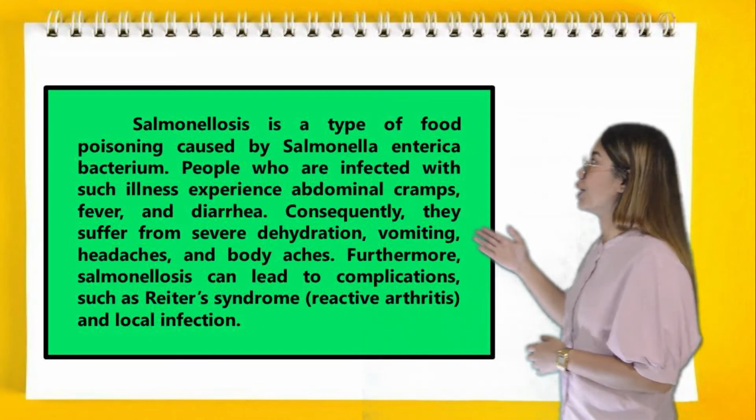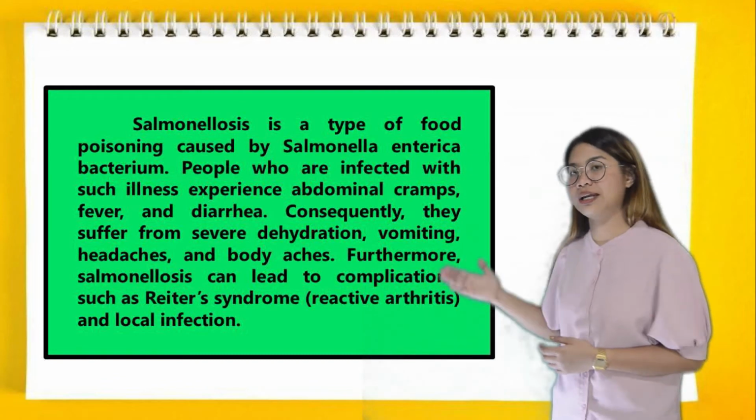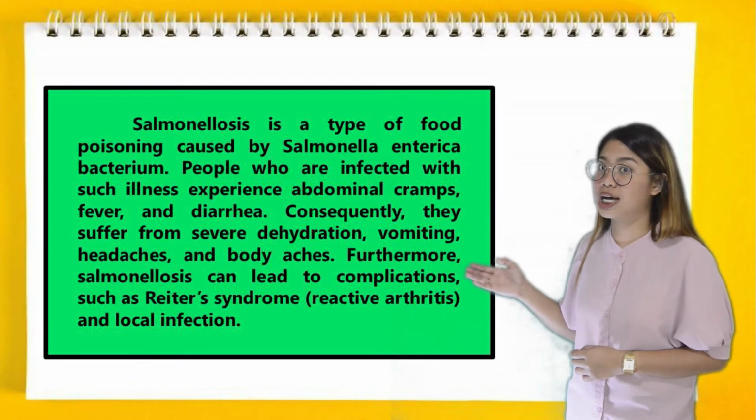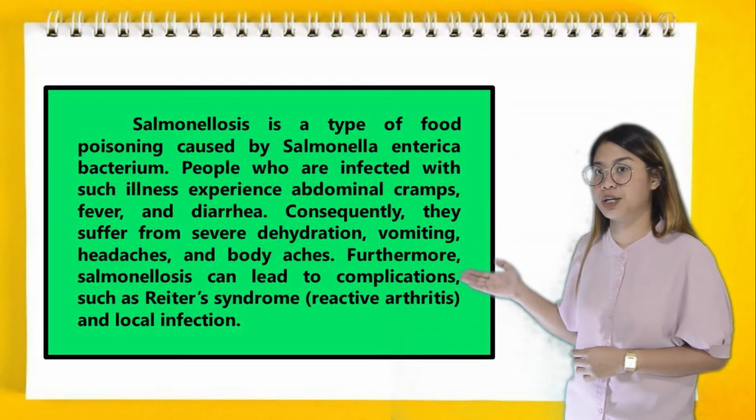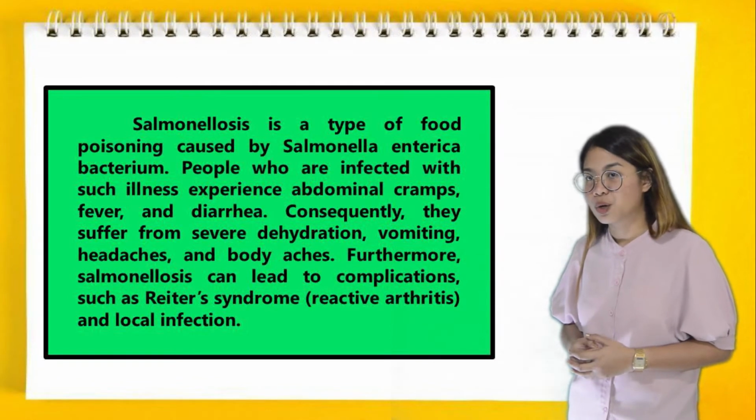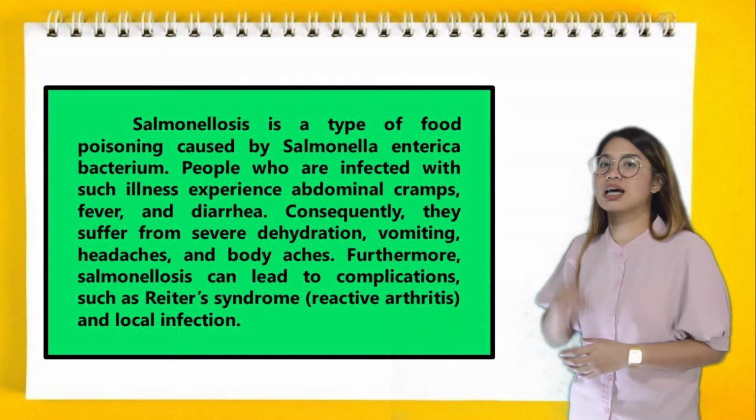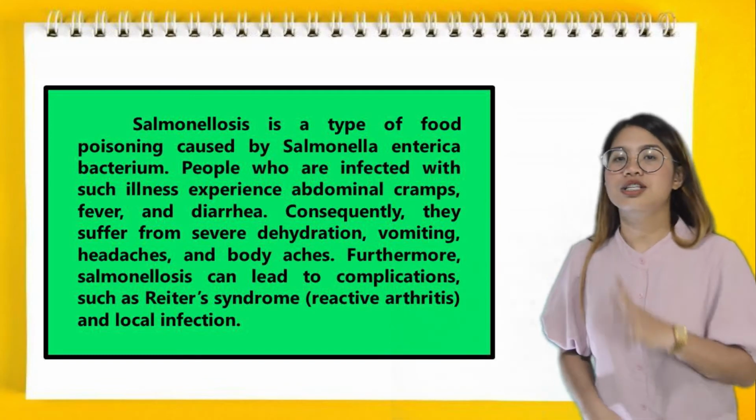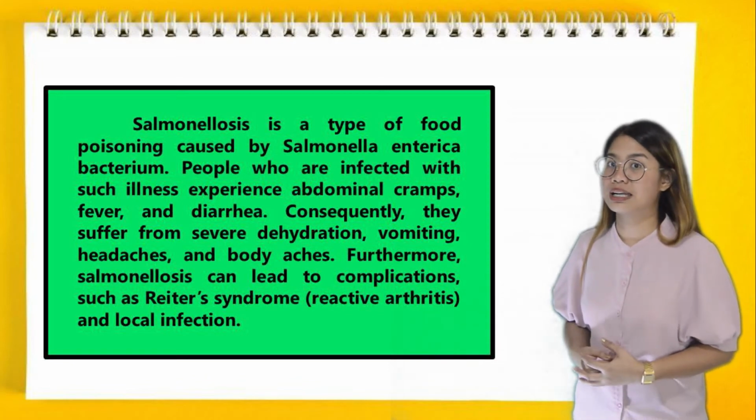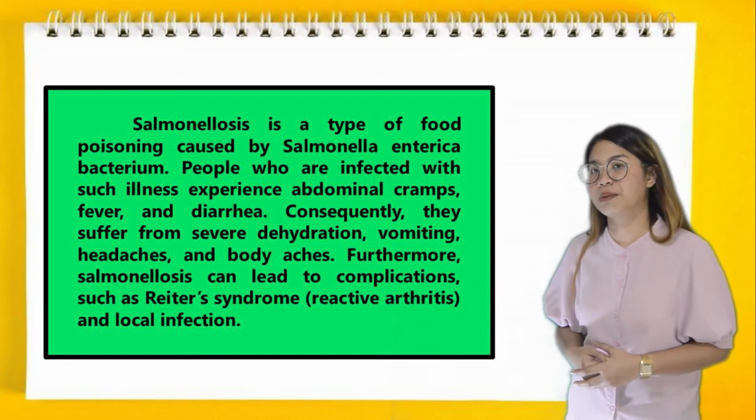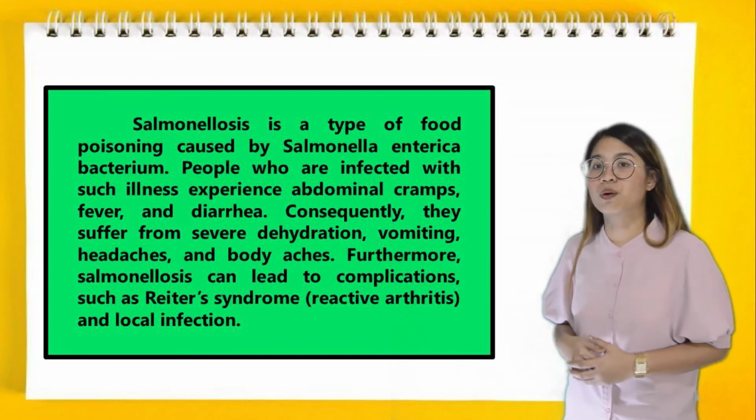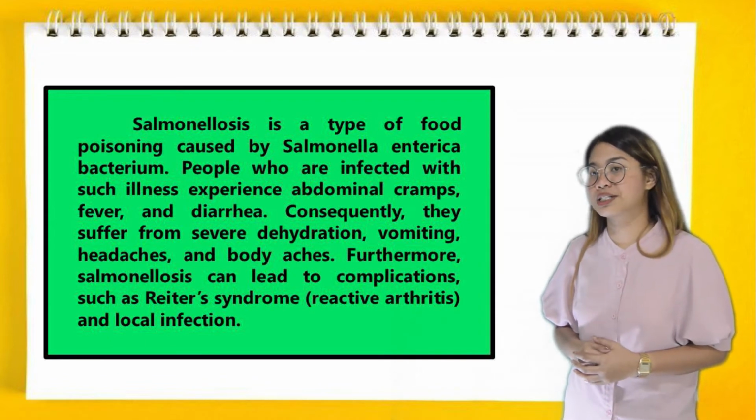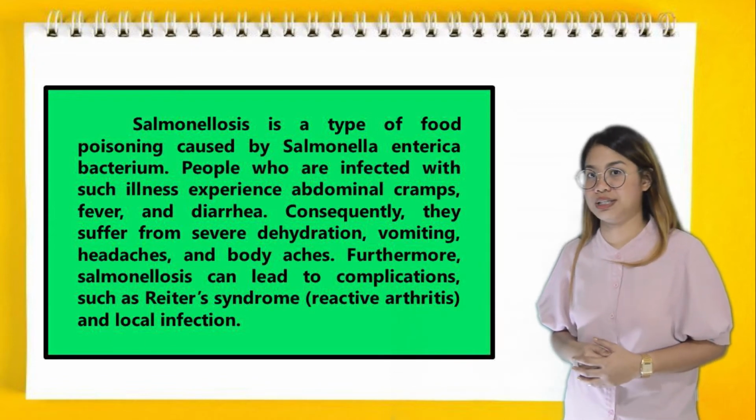Let's try to take a look at this example. So let us read the paragraph example. Salmonellosis is a type of food poisoning caused by Salmonella enterobacterium. People who are infected with such illness experience abdominal cramps, fever, and diarrhea. Consequently, they suffer from severe dehydration, vomiting, headaches, and body aches. Furthermore, salmonellosis can lead to complications such as Reiter's syndrome or focal infections.